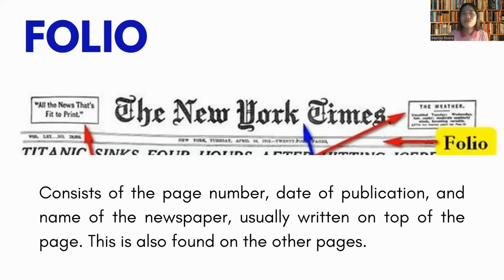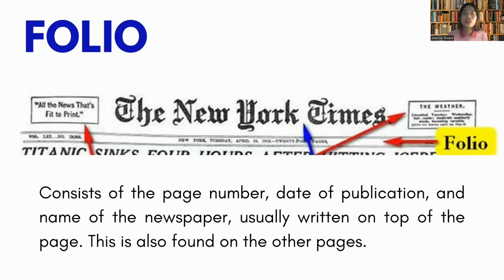So let's start with folio. If you notice, a newspaper actually has a page number, a date of publication, and the name of the newspaper, and usually they are written on top of the page. Though it doesn't mean that it can only be found on top of the page, sometimes we can find them in other pages as well. So it's not only the front page that we can find the folio, but in other pages as well.